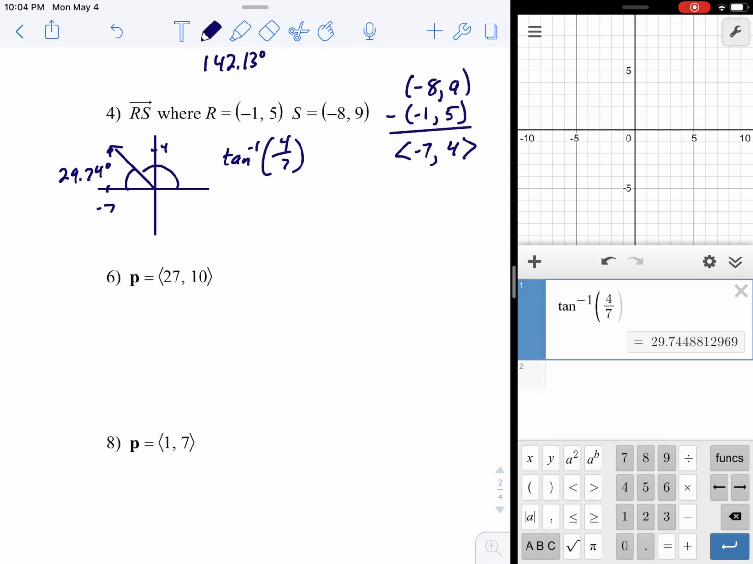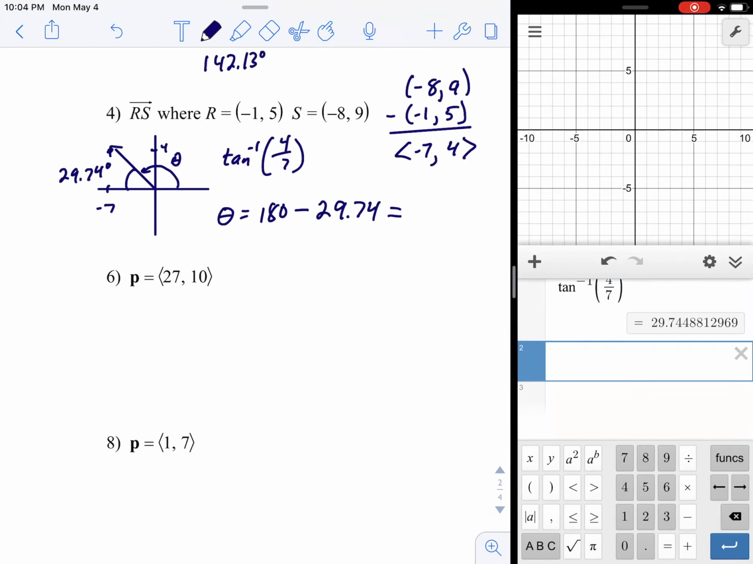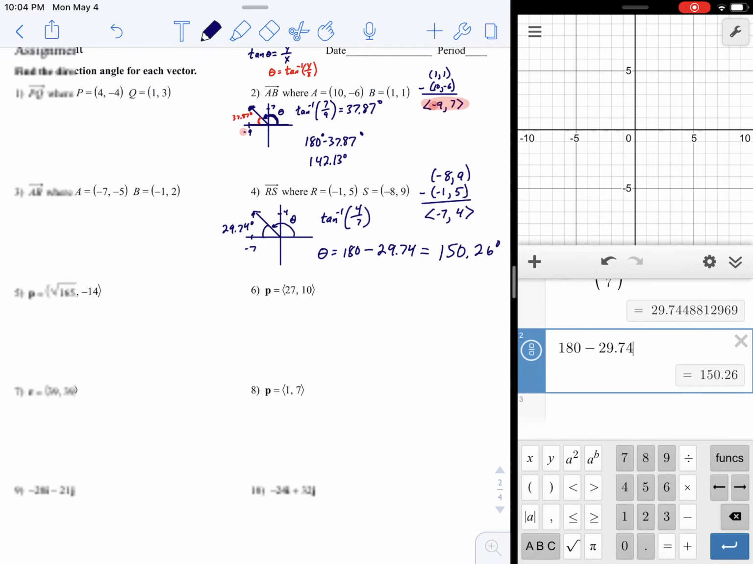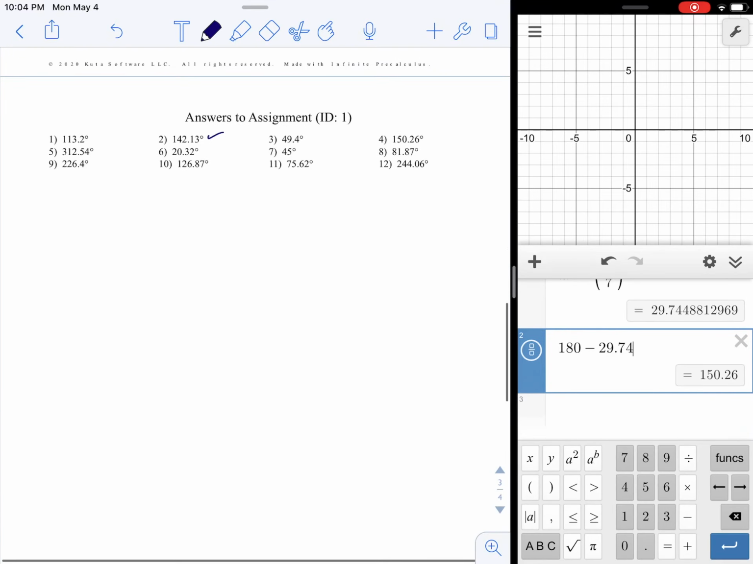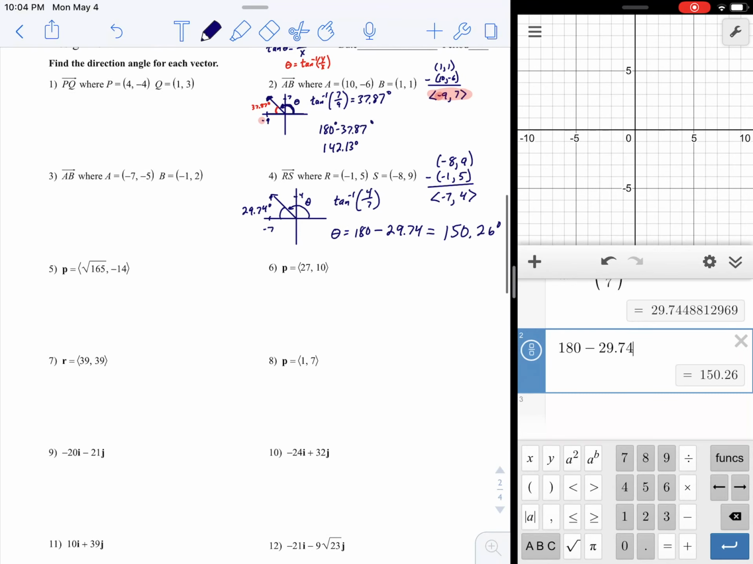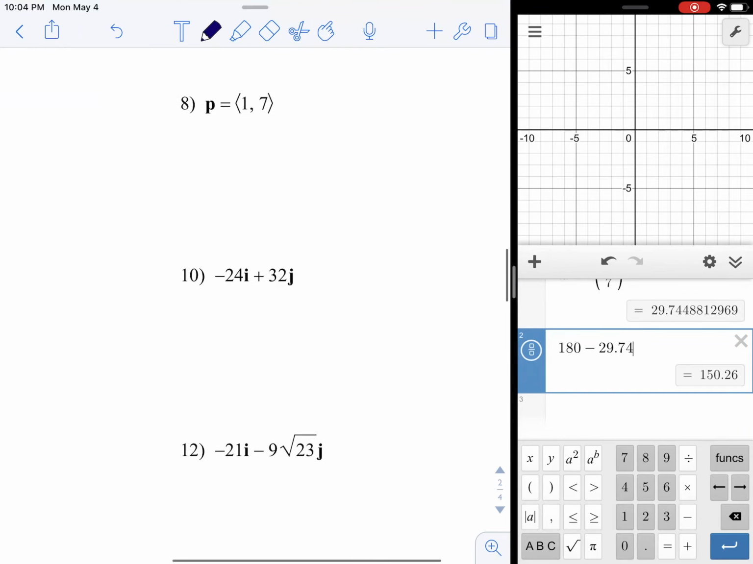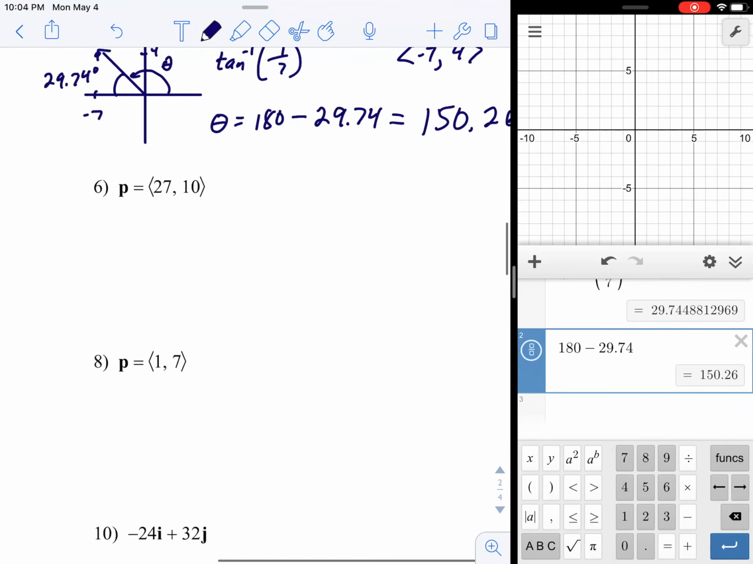If we want to find this angle, the angle of the vector, that's our theta, theta is going to equal 180 minus the answer we just got, 29.74. So 180 minus 29.74, 150.26 degrees. Let me check the answer down below. Yep, 150.26 degrees. Now, my first two examples both ended in the same quadrant. What happens when you get angles in another quadrant? That's going to come up as we go through some of these problems here.